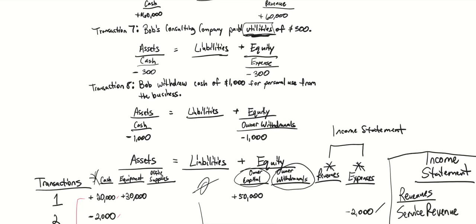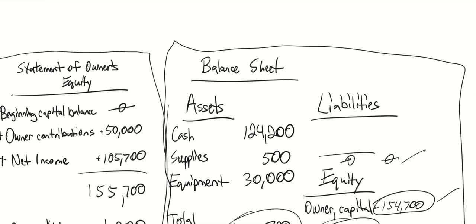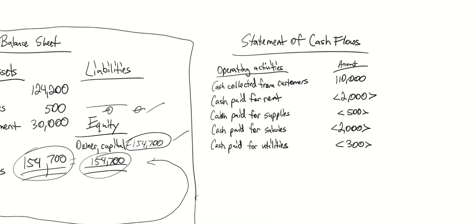Okay, transaction 8, Bob withdrew cash of $1,000 for personal use. So nope, we are good with completing the operating activity section. So I can tell that there's going to be a positive amount here. So this is going to be cash provided by operating activities. So we just got to come up with the amount.